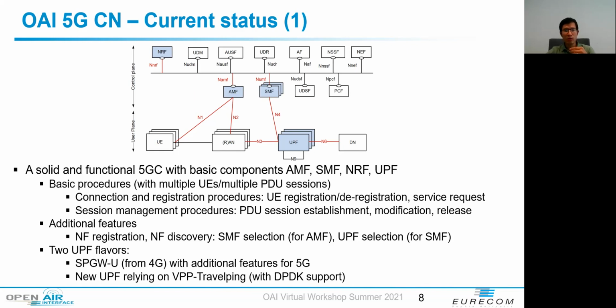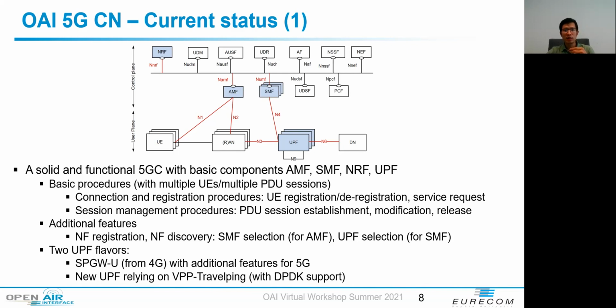Also, with the NRF, we support some original features such as NF registration and discovery. So with the NRF, we can deploy multiple SMFs and multiple UPFs, and then AMF can discover and select an appropriate SMF based on several parameters, such as network slice information and data network name, just to name a few. This feature is very useful for supporting network slicing scenarios.